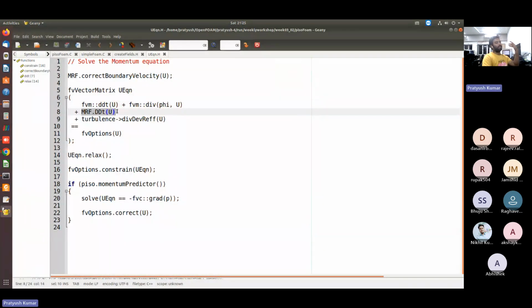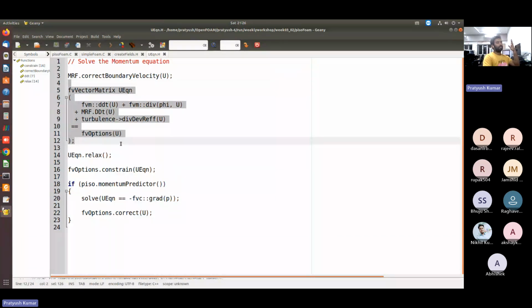If your mesh has some moving part, then this MRF.DDt(U) term is included. This is for the turbulence term. If you are using turbulence, then this is going to be solved. And this is for any other force term. If any other body force is given here, then you can use the fvOptions utility of OpenFOAM. Okay, now here you can see that this is going to create one matrix.